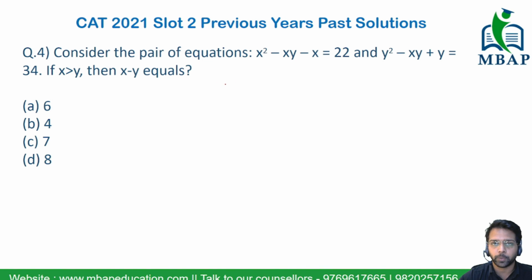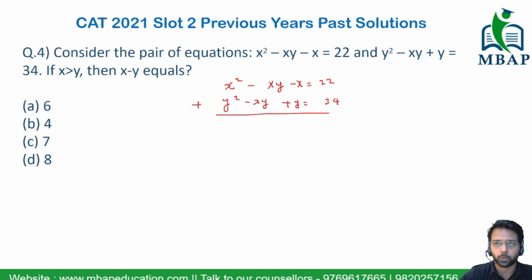Now if I rewrite both the equations very well, it says x squared minus xy minus x will be equal to 22 and y squared minus xy plus y will be equal to 34. That's what has been given to you. Now certainly if you add both the equations, the sum of both of them will become how much? 56. On this side it's going to become x squared plus y squared minus 2xy. On this side it's going to become minus x plus y, right?